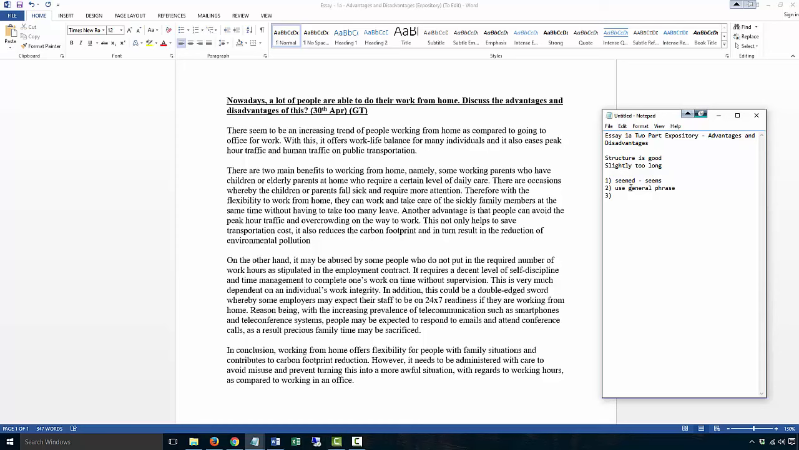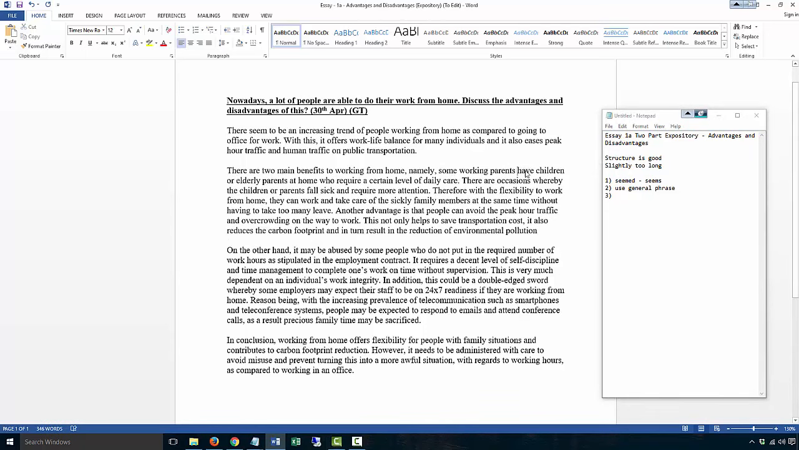Now, there are two main benefits to working from home, namely some working parents have children or elderly parents at home who require a certain level of daily care. There are occasions whereby the children or parents fall sick and require more attention. Therefore, with the flexibility to work from home, they can work and take care of the sickly family members at the same time without having to take too many leave.